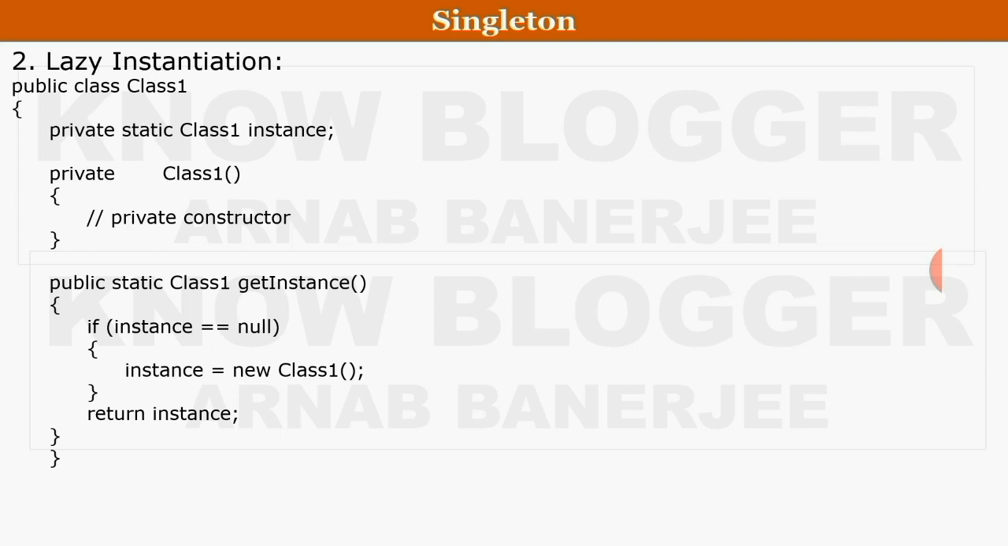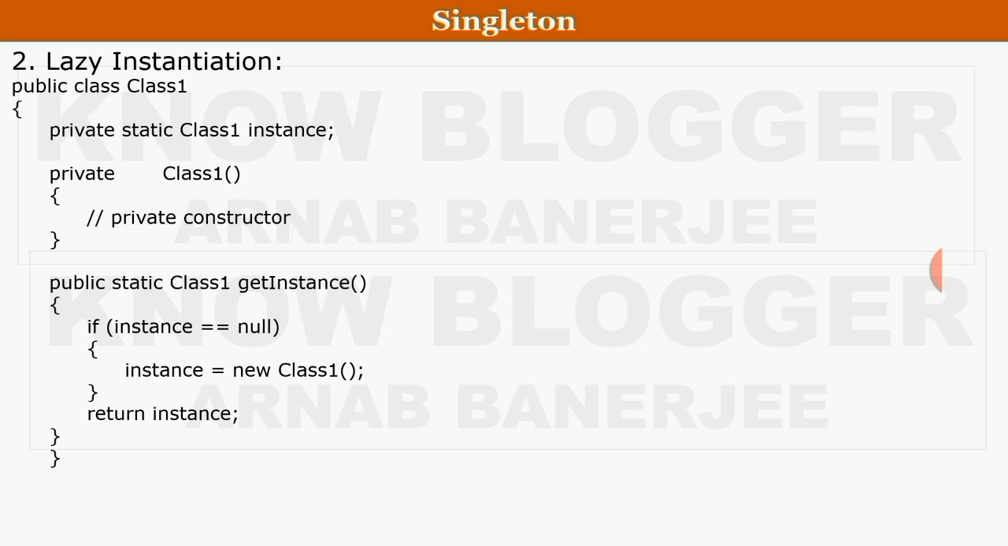Class 1 is the class name, instance is the variable, it is private and static. The data type is class 1. We are using the private constructor. We know why we are using the private constructor, because we don't want it to be accessed by the outsider classes. And one method is there, getInstance, which is public and static. Public means it is accessible from the outsider classes, and the return type is class 1, so it will return the class 1 instance.